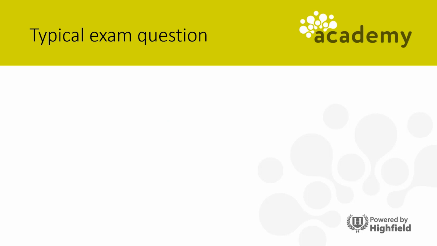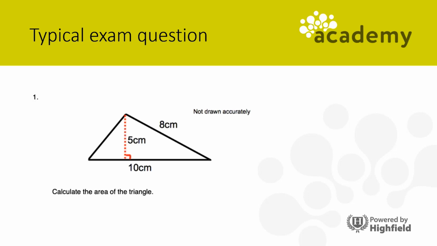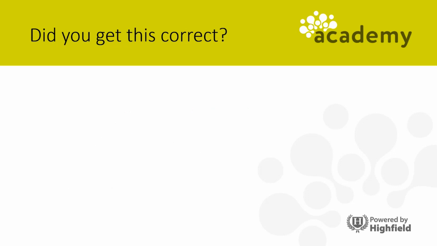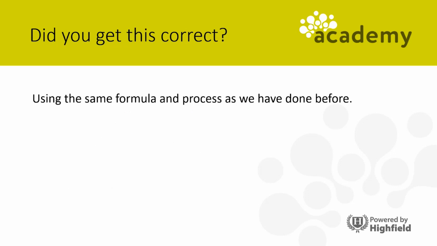Here's another example of an exam question. Calculate the area of the triangle. Press pause, have a go at answering the question, and press play when you're ready to see the answer. Did you get this correct? Using the same formula and process as we've done before, A equals 0.5 times 10 times 5. And the answer is 25 centimeters squared.